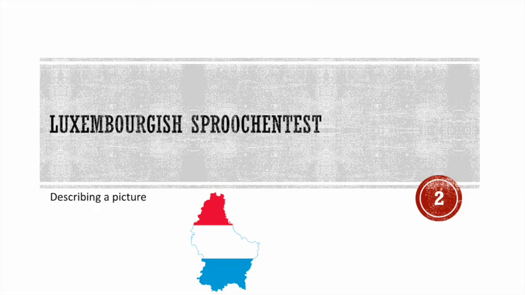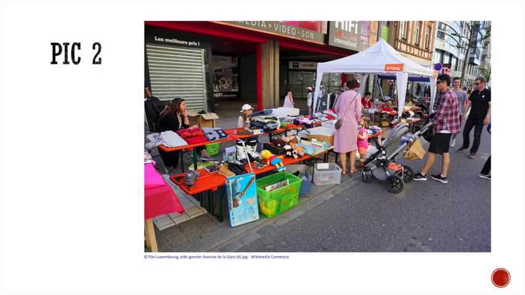Hello everyone, in this video we are going to practice for Sproochentest and we are going to describe a picture. The picture we are going to describe is this one. It's about a flea market and there are, as you see, various articles that are being sold here. You need to know vocabulary for all these articles to properly describe this picture. So let's go ahead and learn about the vocabulary that we will be using.